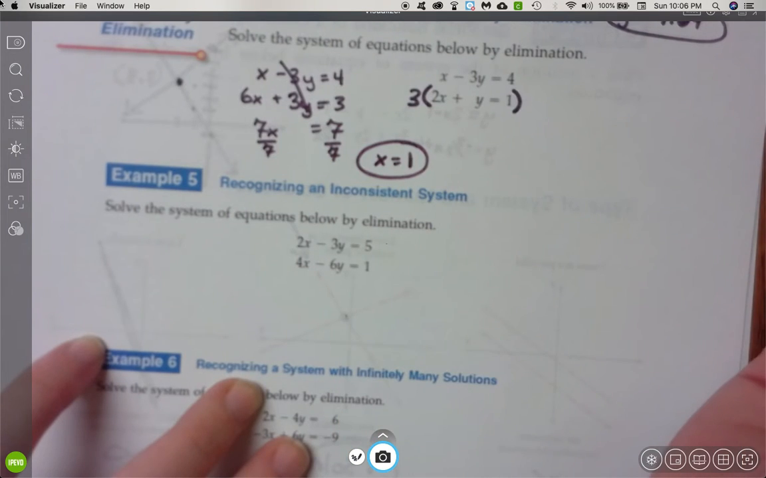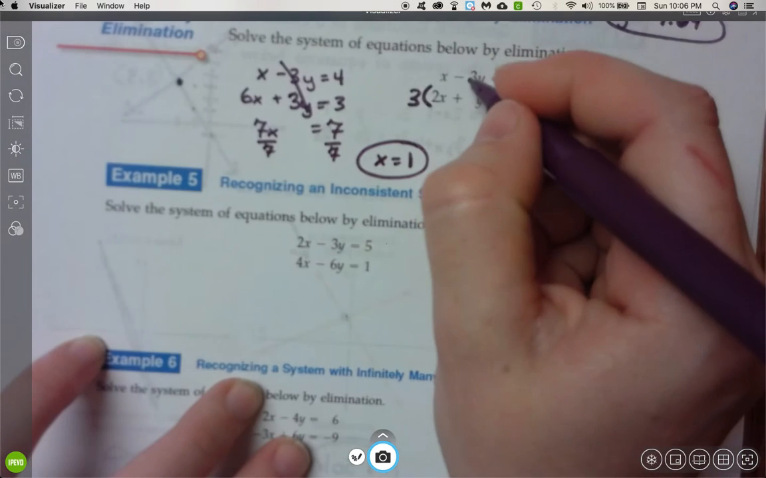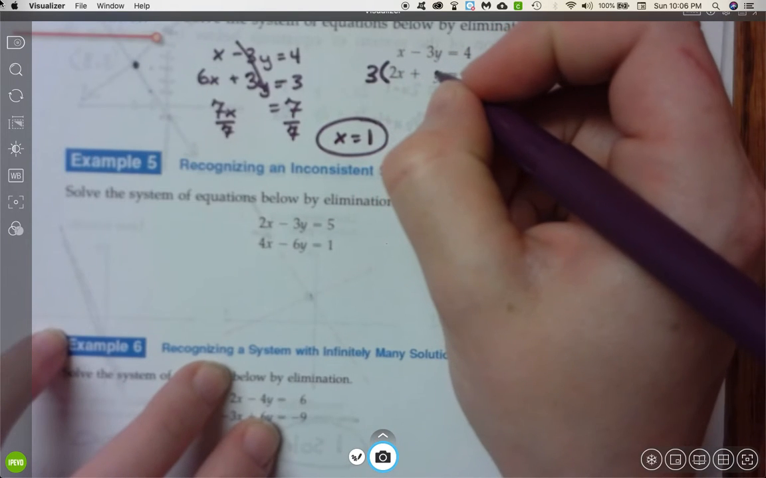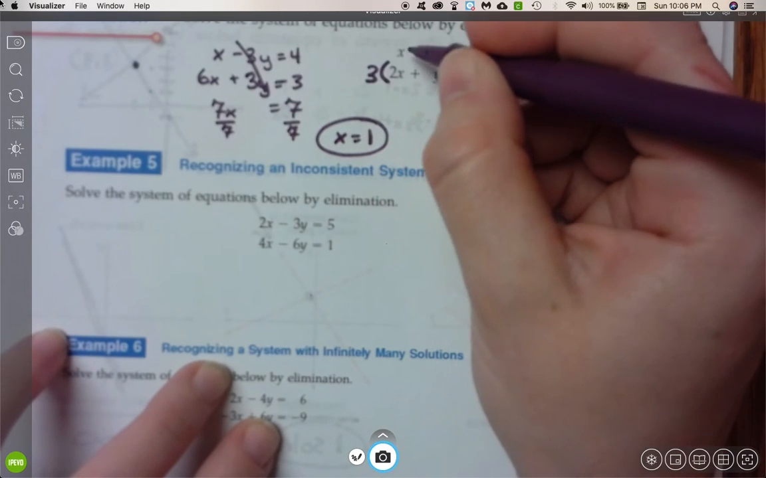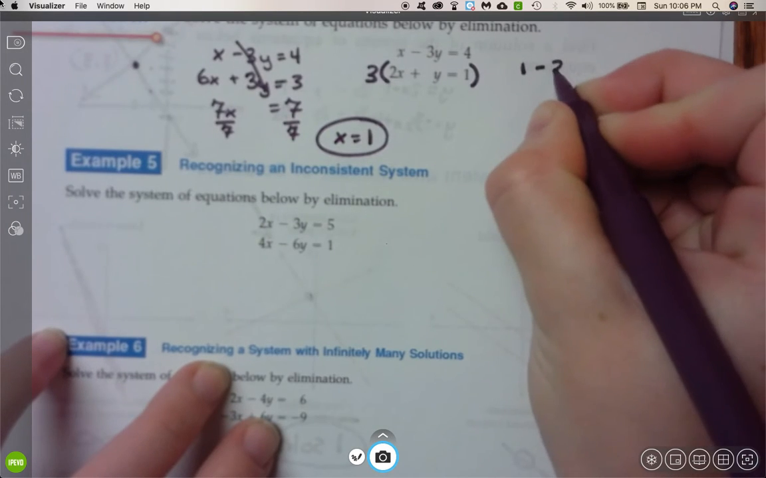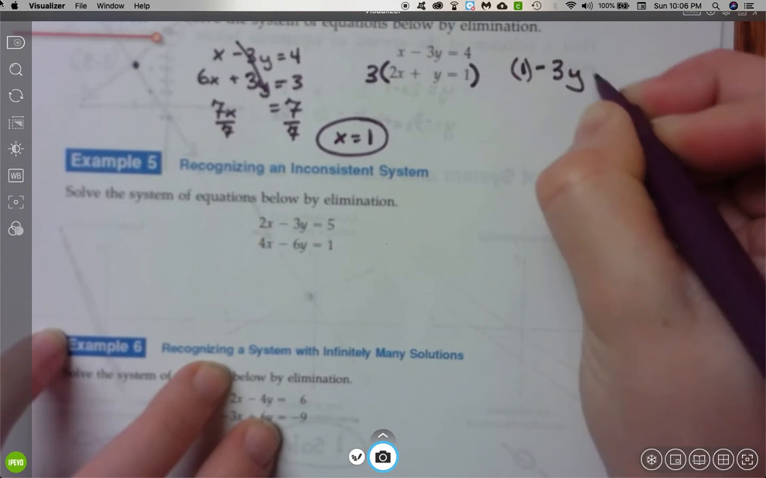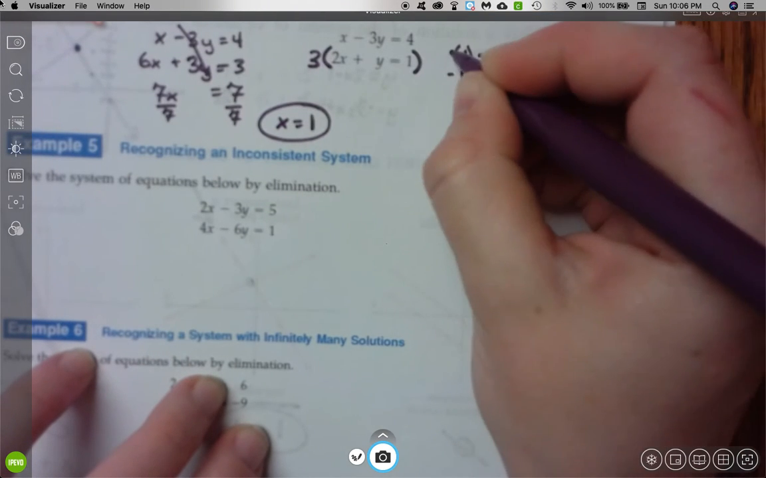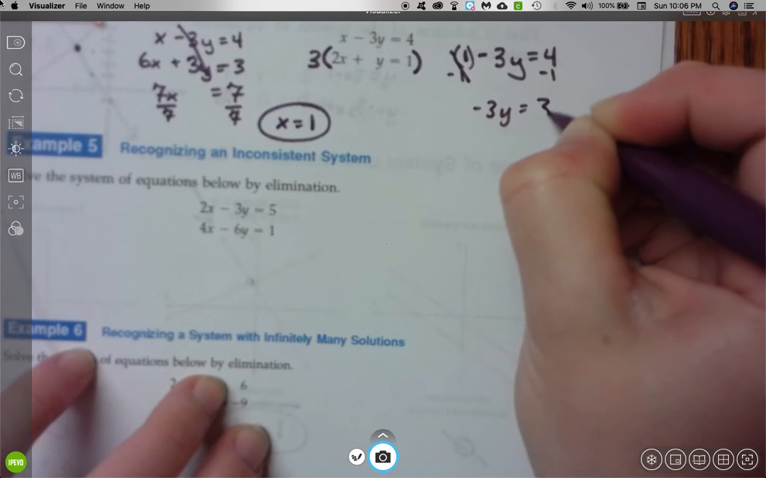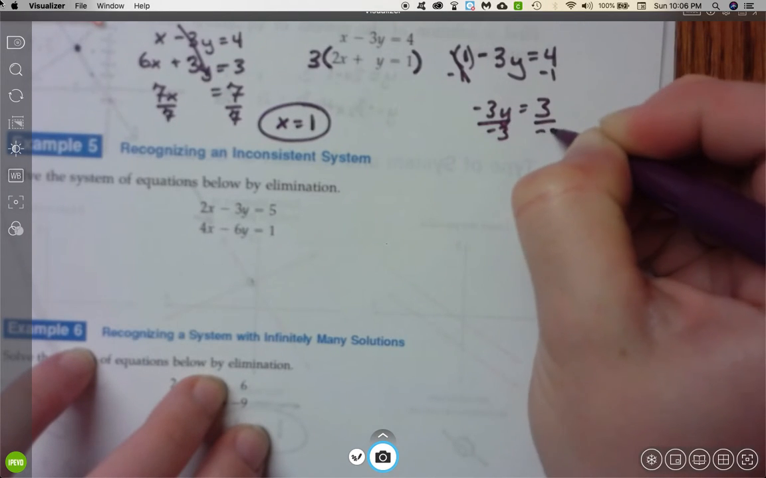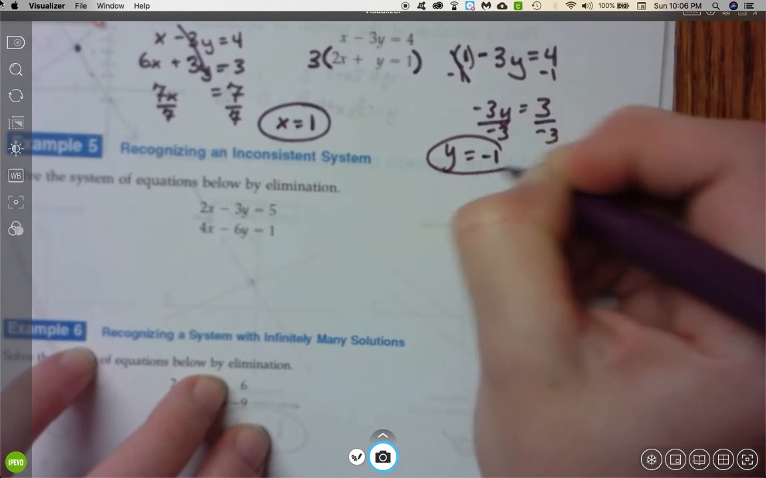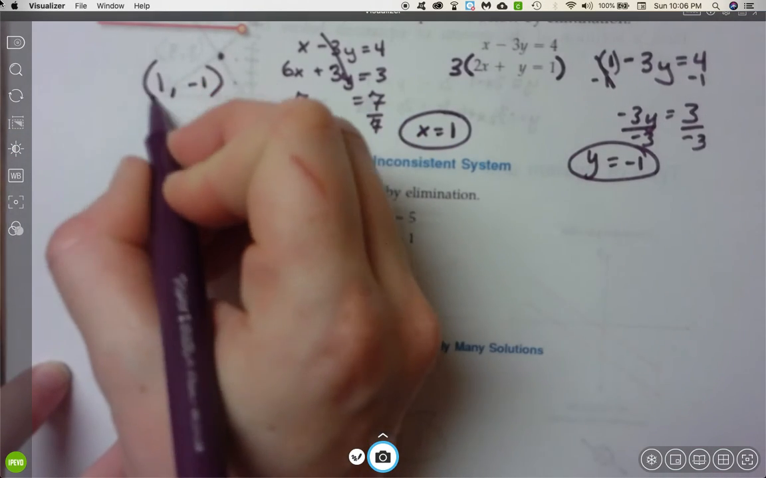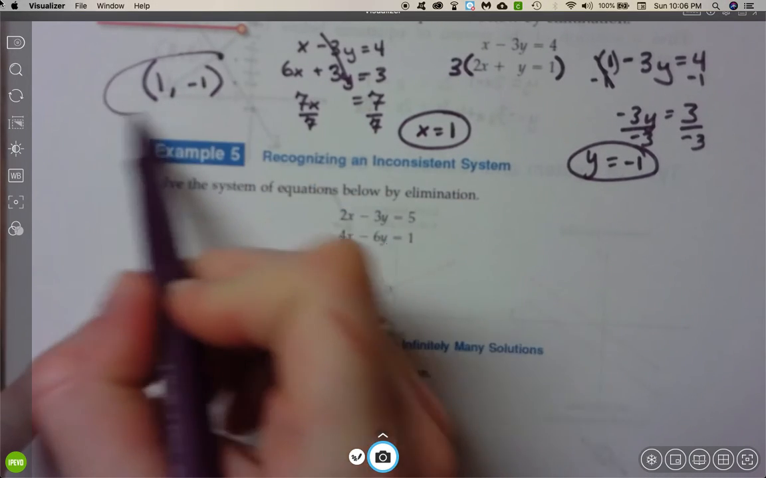Now plugging them back in, I can plug them in here or here. It doesn't really matter. Let's plug him into the top one. 1 minus 3y, I'll plug that 1 in, equals 4. So if I subtract the 1 over to the other side, I'll have negative 3y equals 3. And if I divide by negative 3, y equals negative 1. So my point for my answer is 1 comma negative 1. That is where those 2 lines would cross each other if I graph them.